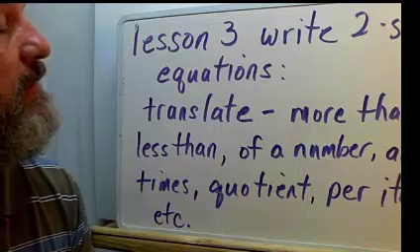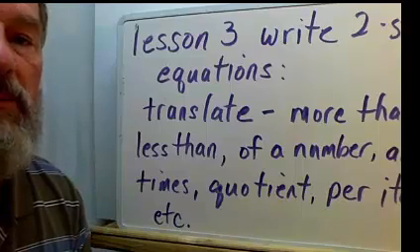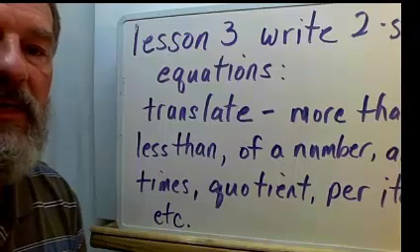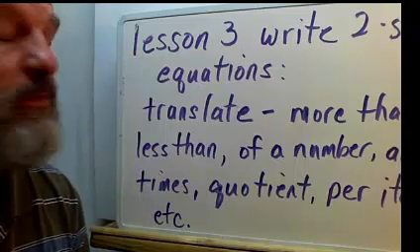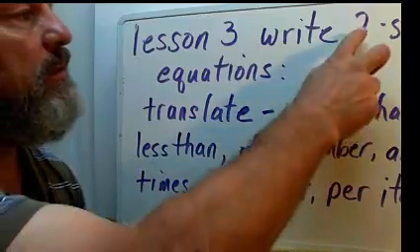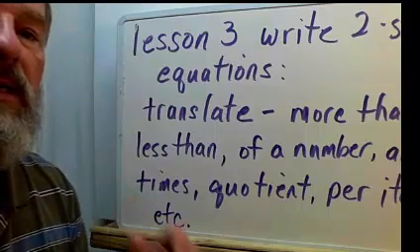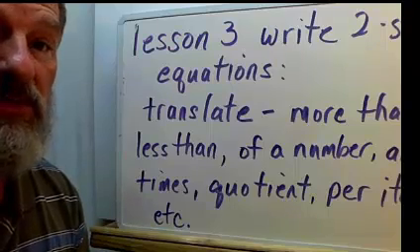Welcome to Lesson 3. This lesson is all about writing two-step equations, and basically what that means is we're going to take the English language, we're going to take words and translate them into what I would call the math language. So we're going to use math symbols in order to represent sentences. Obviously we're going to be doing it with two-step equations, so we're going to be combining either multiplication or division with addition or subtraction.